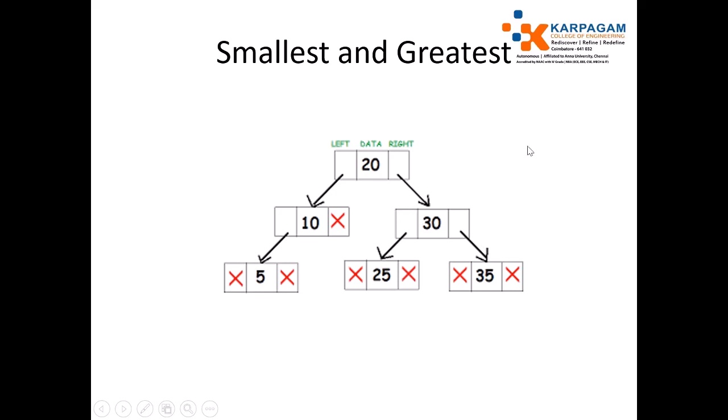In this binary search tree, just observe that the smallest element is available at the leftmost end. By continuously applying the expression R equal to R of left, we can access the leftmost pointer, the leftmost data. If I wish to access the greatest element in the tree, I can move to the rightmost end. Inside the loop, I can give R equal to R of right to get the greatest element.